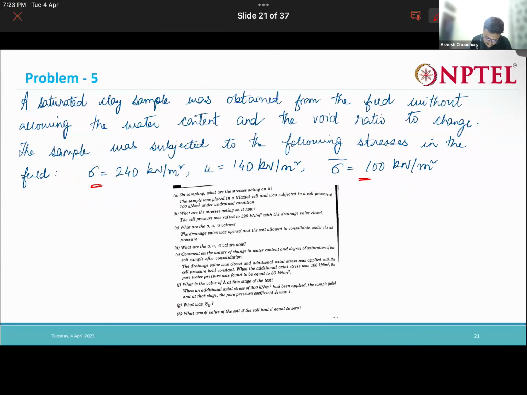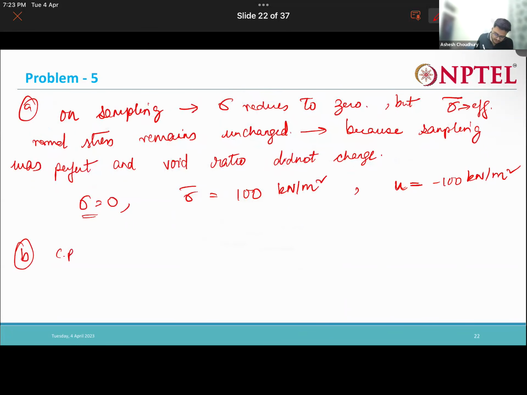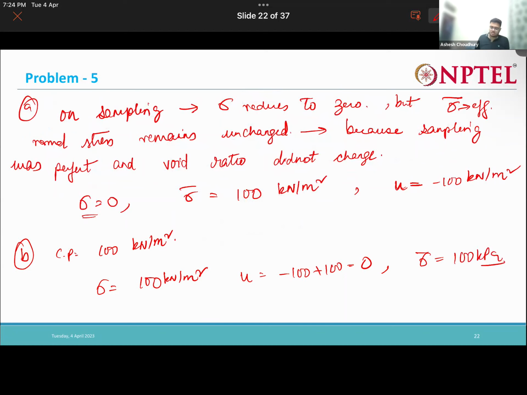The B is what are the stresses? The sample was placed in a triaxial cell and now subjected to a cell pressure of 100 under undrained condition. So now we have to tell what are the stresses. We are applying a cell pressure of 100. So this will change to 100. U will be changing to minus 100 plus 100 equal to 0. And the sigma dash will be equal to 100.